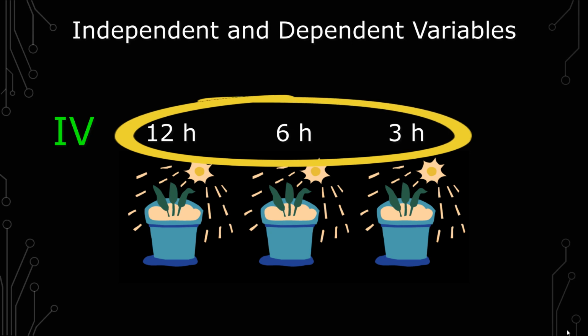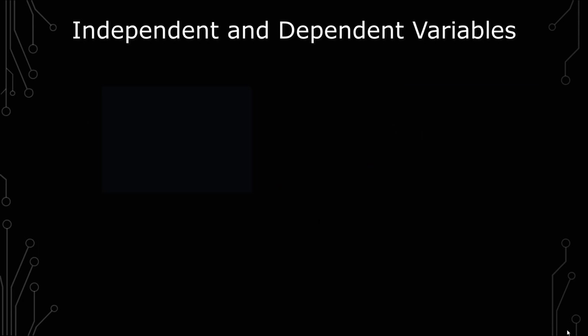The dependent variable would be the growth of the plants, as we are measuring this factor as a result of the changes in sunlight. It's important to note that the dependent variable is dependent on the independent variable, or at least seems to be. That's what the model is trying to approximate. That's not always going to be the case, but that's what you're trying to find.